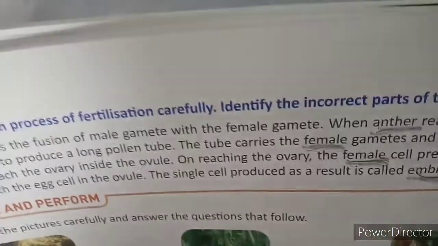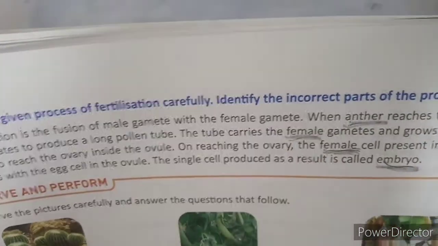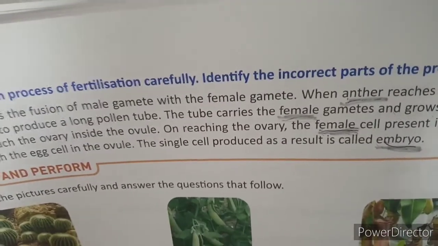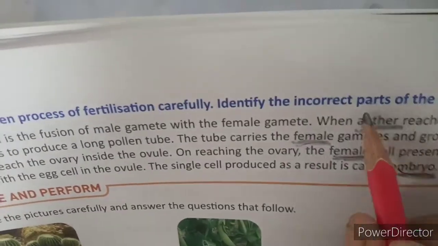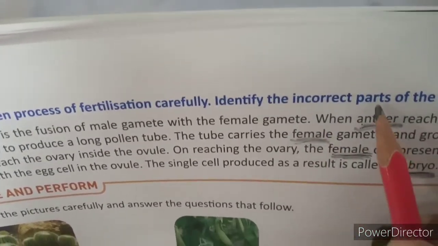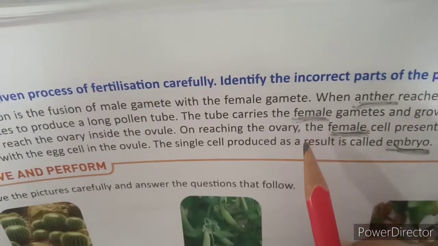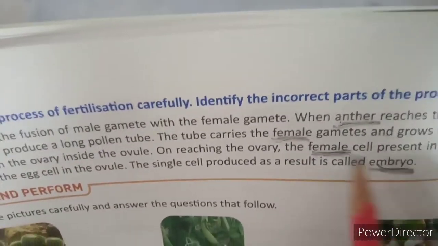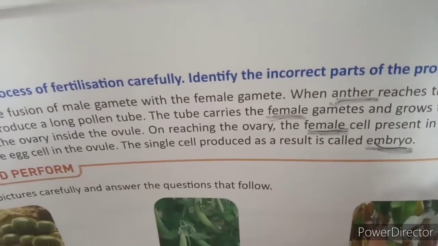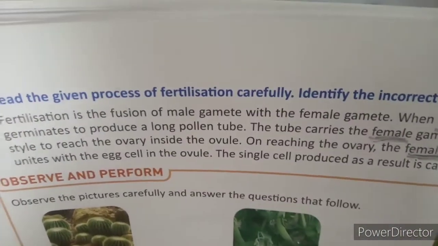So you have just taken out 1, 2, 3, 4 incorrect words. So 4 incorrect words, make it correct. Write the correct word above these incorrect words. So when anther reaches the stigma, here you have to write pollen grains. The tube carries the female gametes, you have to write male. Then again the female cell present, you have to write male. And here in embryo you are going to write zygote. So with this we have completed all the exercise questions.